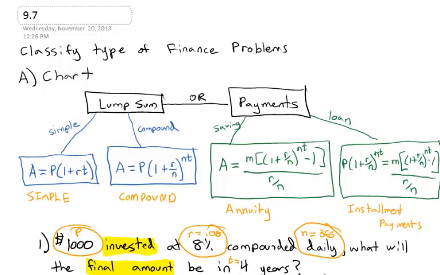Again, we do that with this nice little chart. Are we dealing with a lump sum or are we dealing with payments?